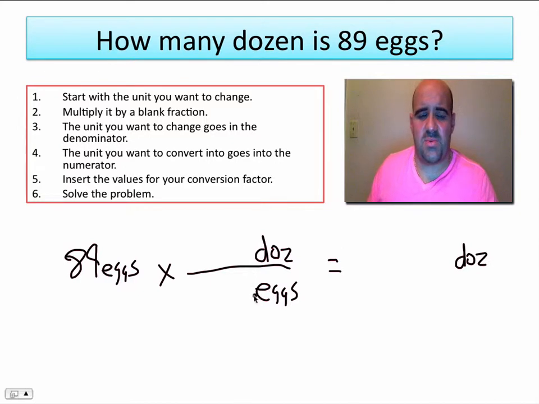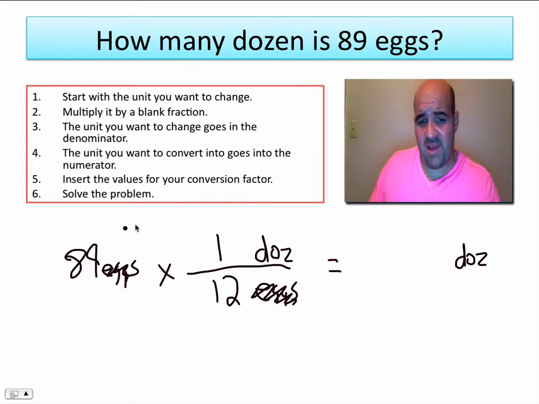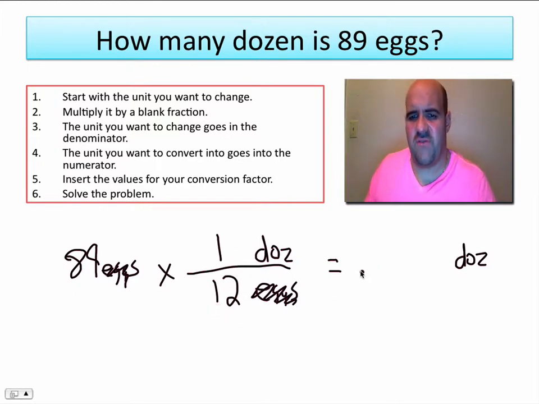Some answer in dozens. What's the relationship between eggs and the word dozen? Well, 1 dozen is 12 eggs. And we know eggs is going to cancel. So we're only left with dozen. We multiply across. 89 times 1, that's going to be 89. 89 divided by 12. So you put 89 in your calculator, divide it by 12, and you'll get about 7.4 dozen.